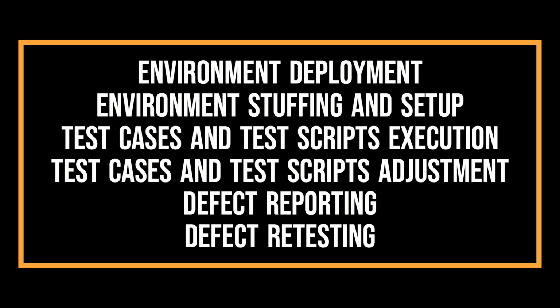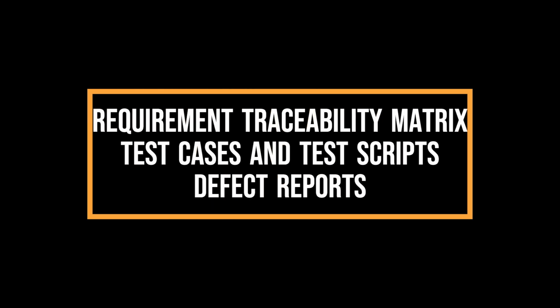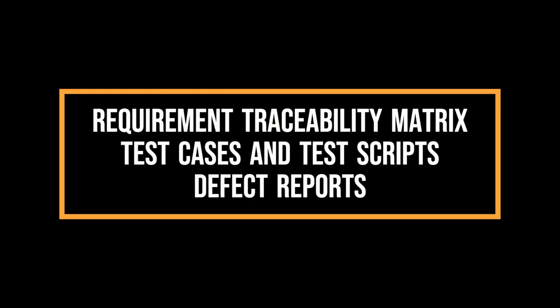When bugs are fixed, the developer team renders a new build for the quality assurance team to retest the software. The main test execution stage deliverables are requirement traceability matrix mapped with bugs, test cases, and test scripts, test cases and test scripts updated to the current application state, and defect reports.